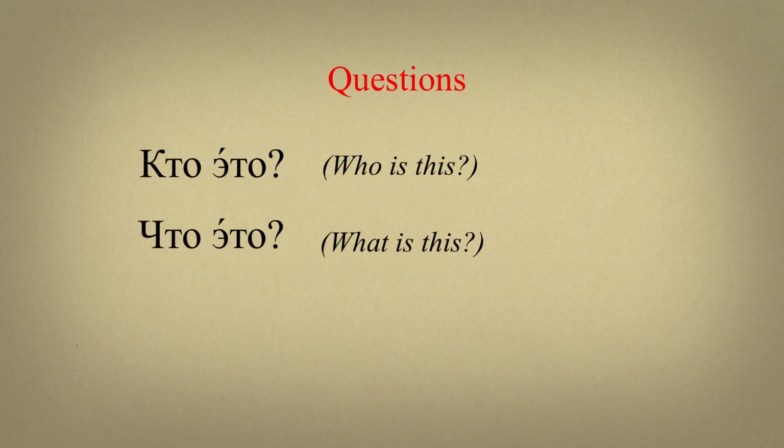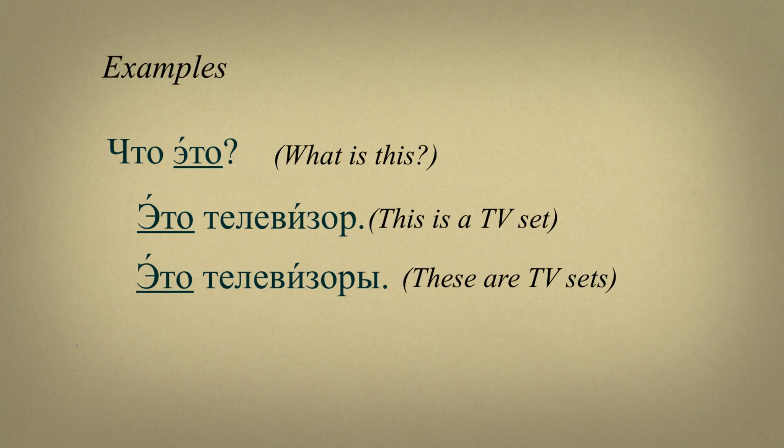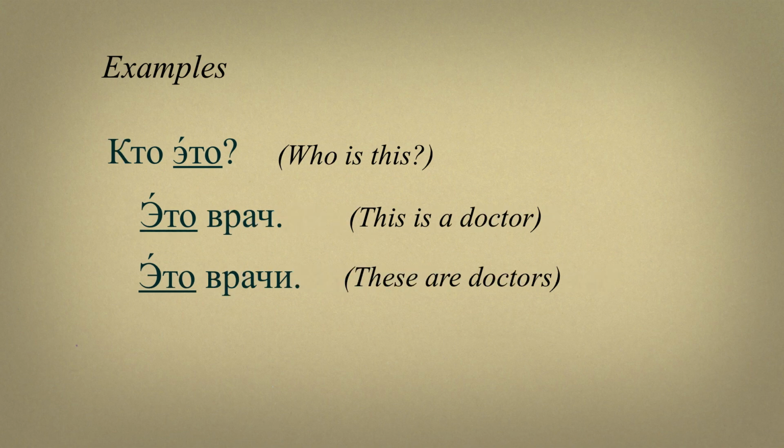But in questions кто это, что это, only the pronoun это is used and doesn't change neither by gender nor by number. For example, что это? Это телевизор. Also, you can answer in plural form. Это телевизоры. Кто это? Это врач. Or you can answer in plural form. Это врачи.